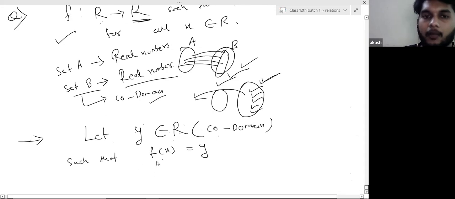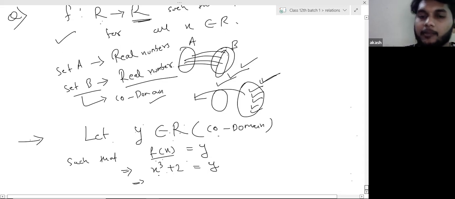All right. Now what is the function here? The function was x cube plus 2. Right. I can replace the function value. The definition of function, x cube plus 2 is equal to y. Now our goal is to write x in terms of y. So what we can do, take this to this side. So x cube is equal to y minus 2.